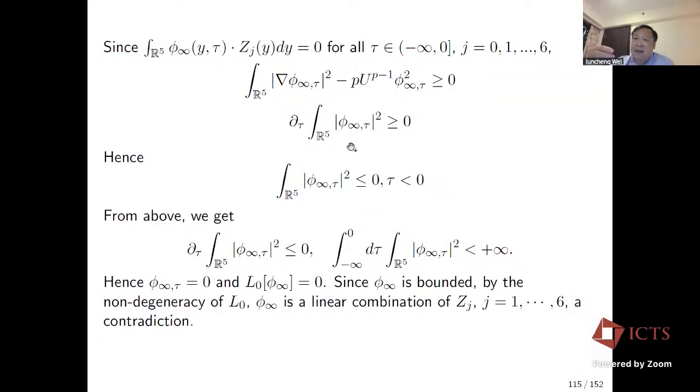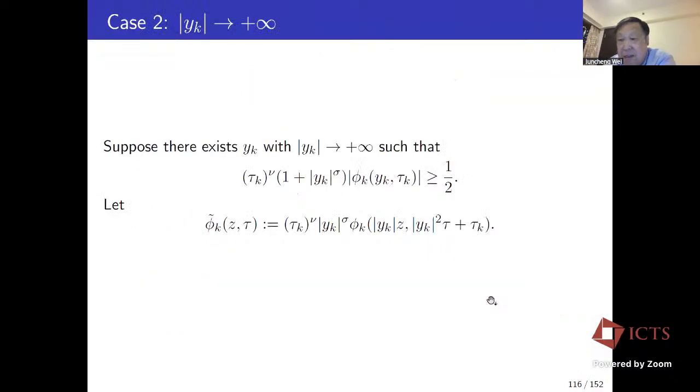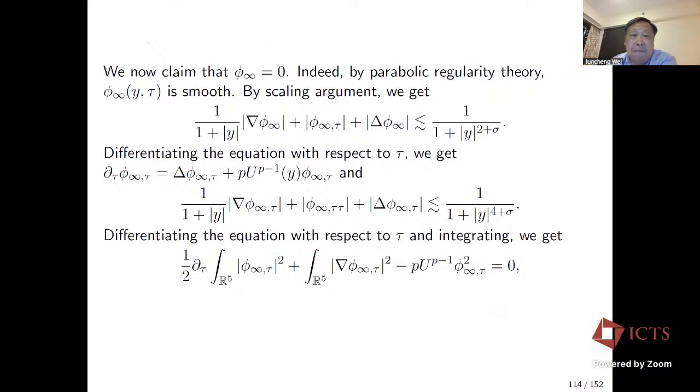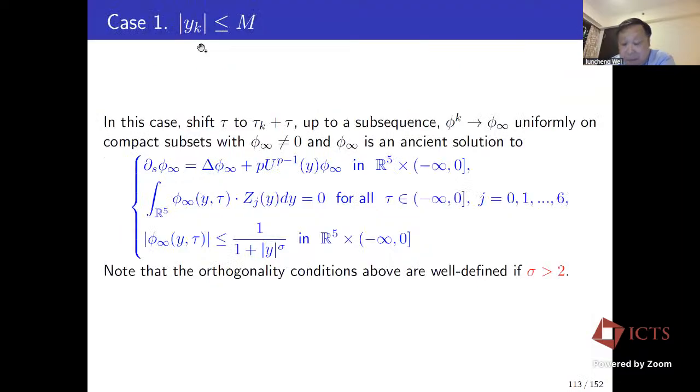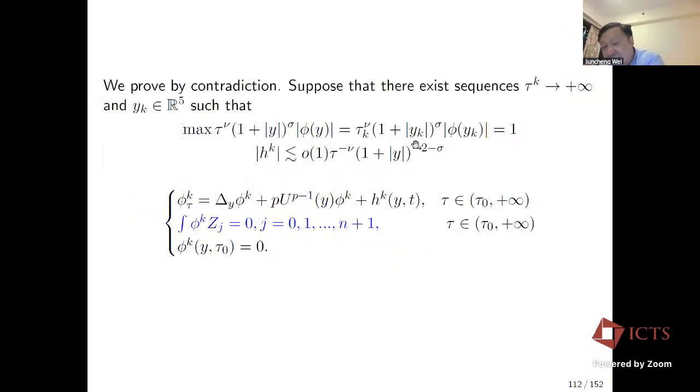But since we're doing the ancient solution, this will imply that this will be less than or equal to 0. You just integrate, and we get a contradiction because this is, of course, greater than 0. So we get phi tau equals 0 and L0 phi infinity equals 0. And since phi infinity is bounded, and by the non-degeneracy of L0, this is a linear combination. And so we're done. This is the first case, when the blob location is finite.